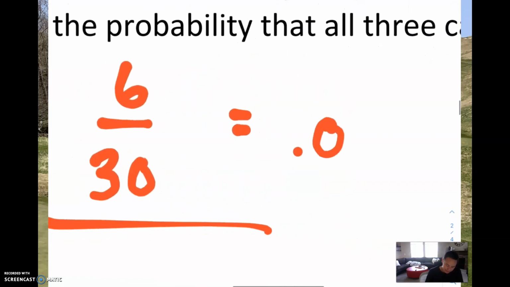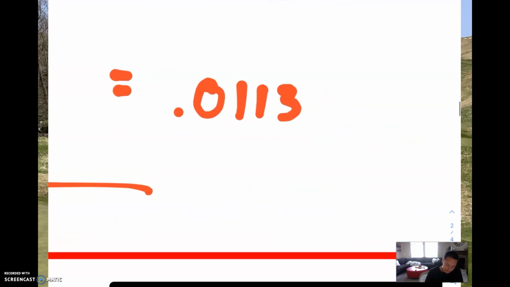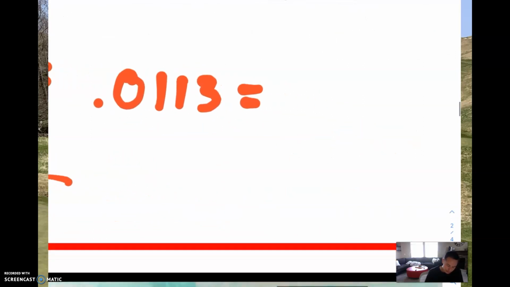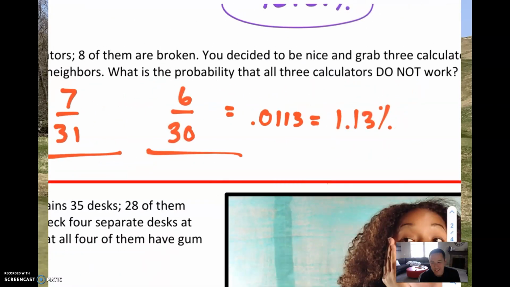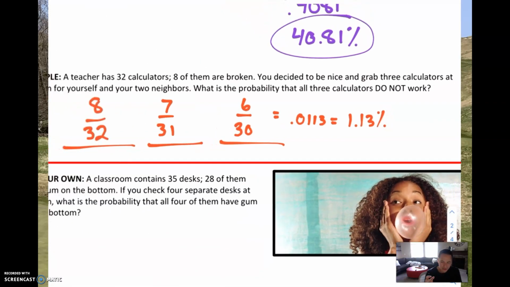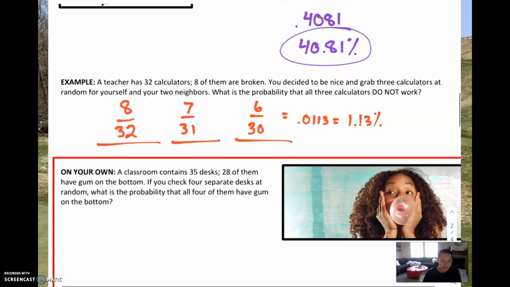You get 0.0113, which, if you move the decimal over 2 spots, is 1.13%. It's not going to happen very often. That's a 1%, like 1 in 100 times approximately, that you're going to get all 3 bad calculators.